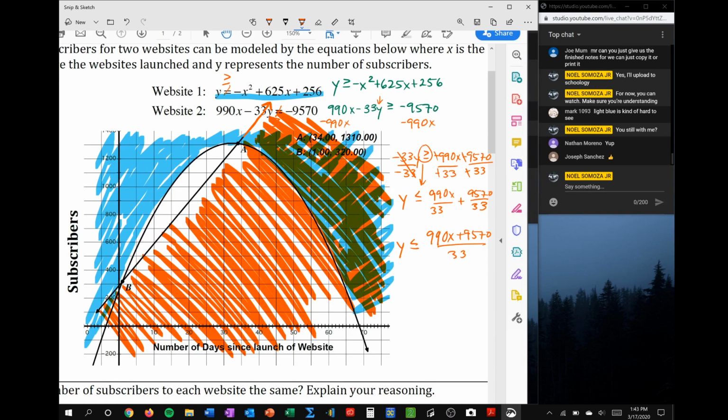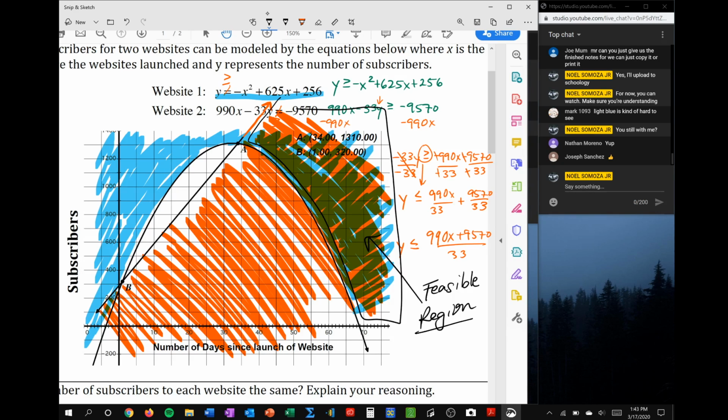So you can see that the majority of the intersection is going to be almost like to the right side of the curve. So this area here, this piece, all of this becomes the feasible region. Okay.